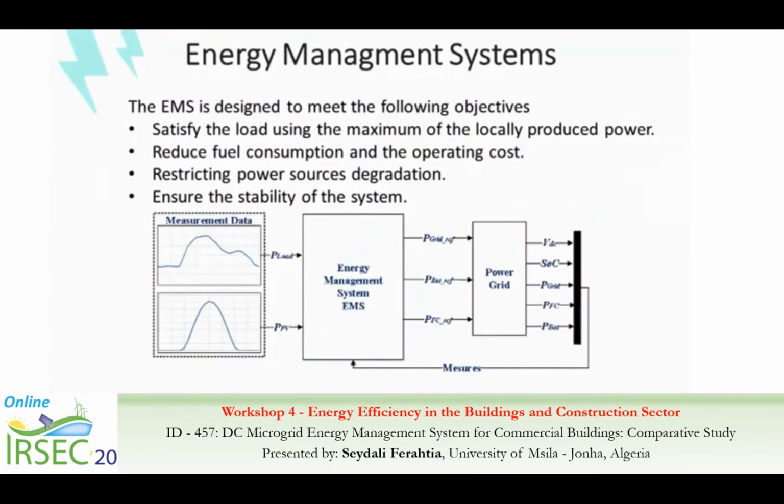For this reason, the energy management system has been designed to meet the following objectives. First, satisfy the load using the locally produced energy, including the photovoltaic energy or the fuel cell energy. Then, reduce the fuel consumption and the operating cost as much as possible. Restrict the power source degradation, especially the fuel cell, which is very sensitive to fluctuation in the power. And last, ensure the stability requirement for the system.